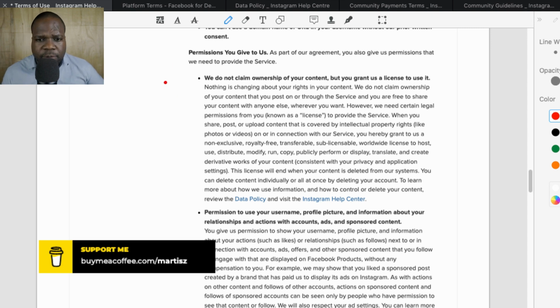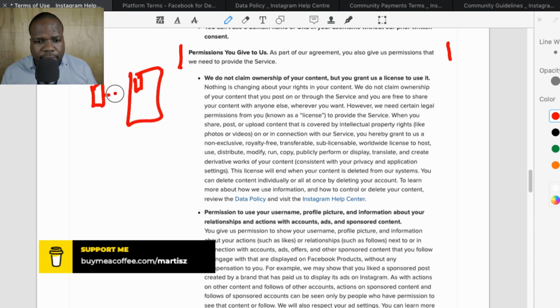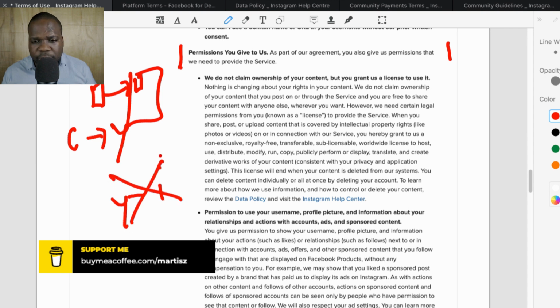Okay, there's something important that most people don't understand. When you post something on Instagram, the ownership of the copyright always belongs to you. So you do not transfer the copyright to someone else. Let me give you an example. If you create a picture and you put it on Instagram, the copyright of that picture belongs to you. You do not transfer the copyright from you to Instagram. No, you do not do that.